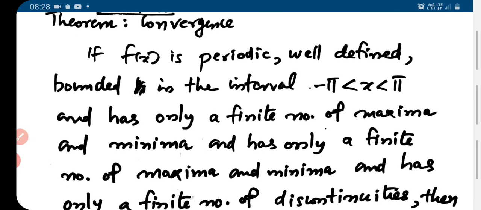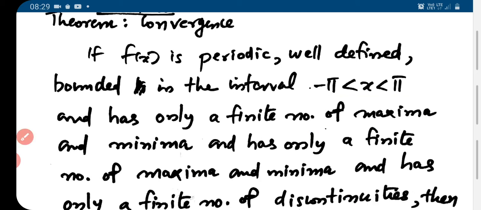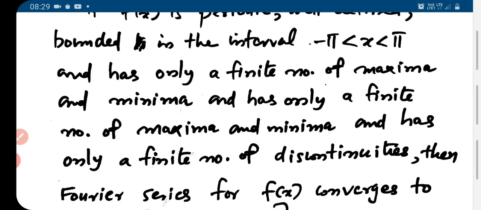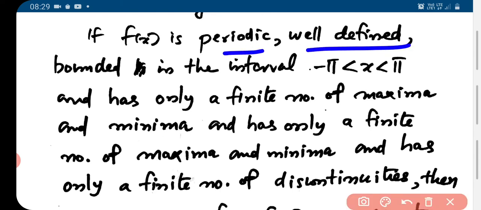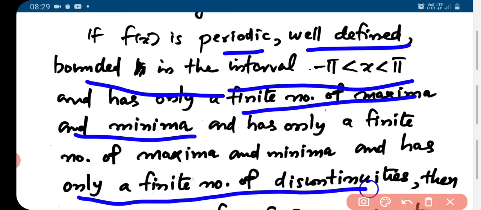If f of x is periodic, well defined, bounded in the interval minus pi to pi, and it has only a finite number of maxima and minima, and has only a finite number of discontinuities. These are the conditions to be satisfied if we have to express a periodic function in the form of a Fourier series.